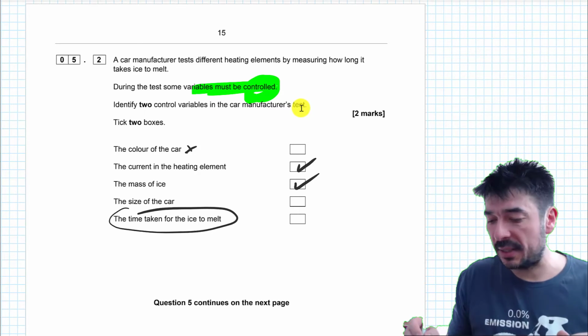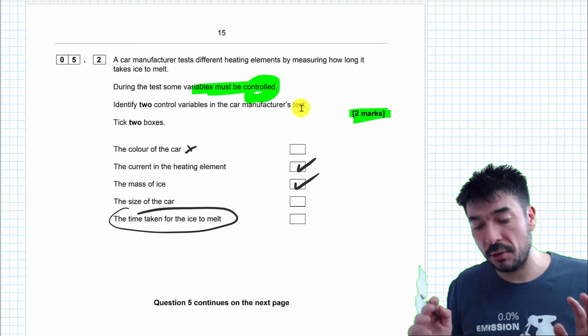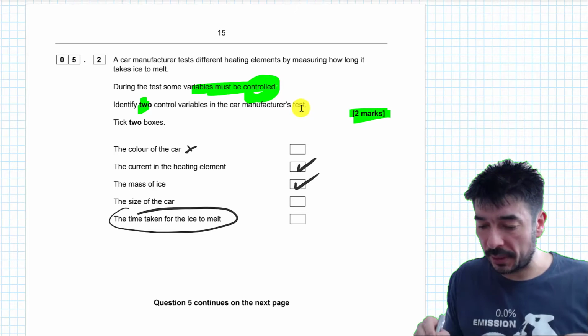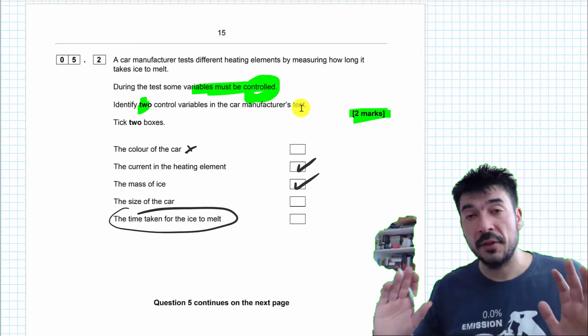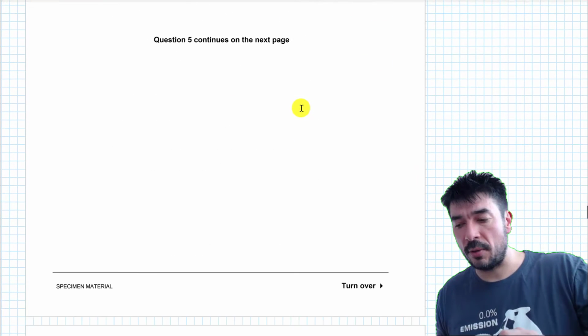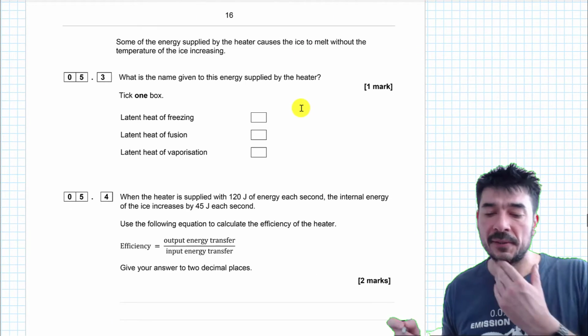Another key point to notice here is this was worth 2 marks, right? So you knew you had to tick 2, right? Whenever you read these questions, it's worth going through and highlighting these types of things. These are the kind of things you need to go back to at the end of the exam to check that you haven't lost any marks.